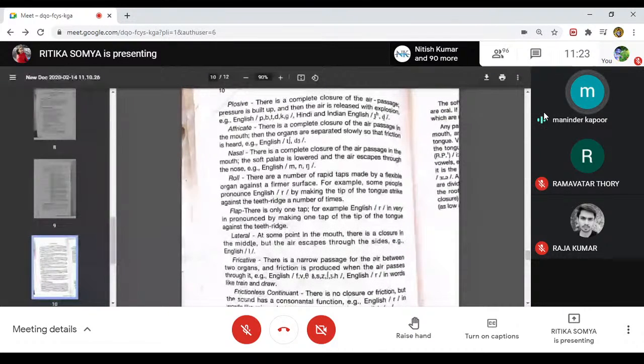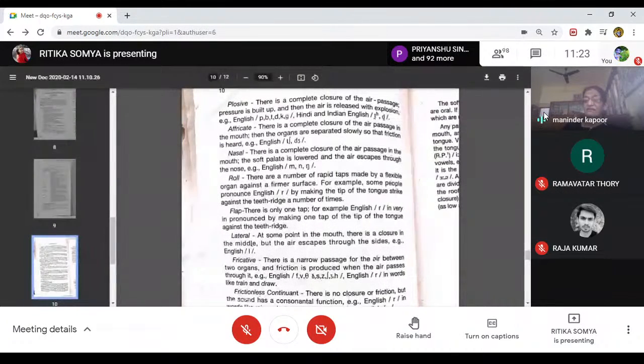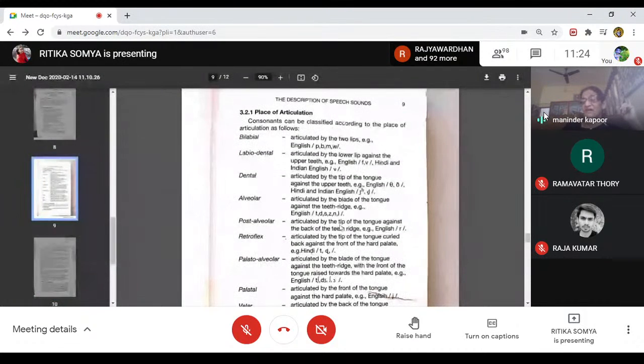When we come to s and z and sh and zh, now you can see even more clearly what we mean when we say s and z. See, when you say s and z, the air is escaping all the time. So we say, for example, that they are alveolar fricatives because it is the blade of the tongue. What is coming close to what? The blade of the tongue is coming close to the alveolar ridge, but the air is escaping all the time.